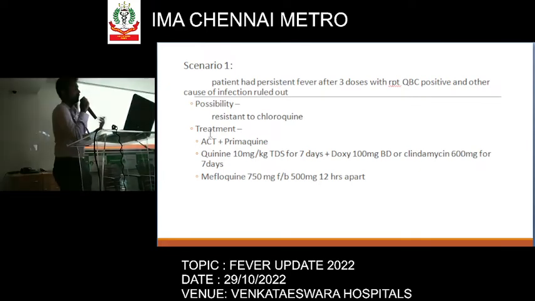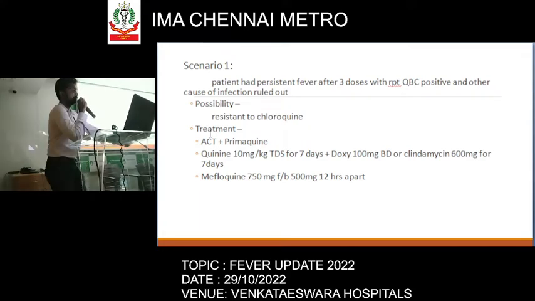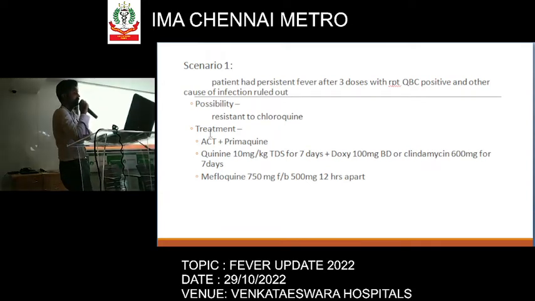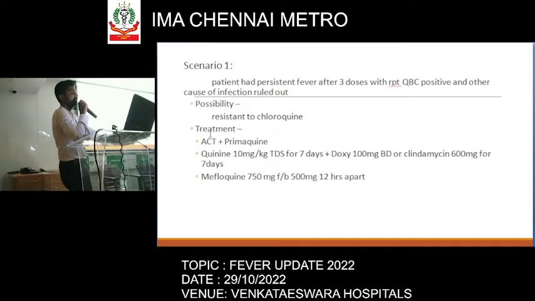Other things that can be given: quinine can also be used. Whenever you are using quinine, it should be combined with doxycycline or clindamycin for treating resistant malaria. Another drug, mefloquine, can also be given, as 750 mg stat followed by 500 mg after 6 to 8 hours. Two doses are enough if you are going to give mefloquine tablets.